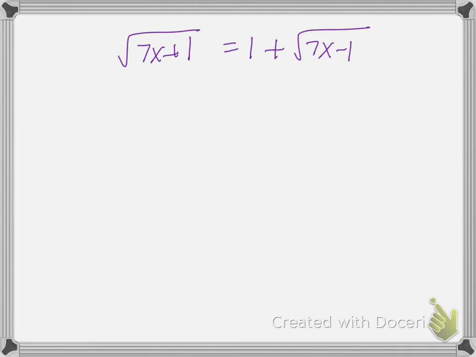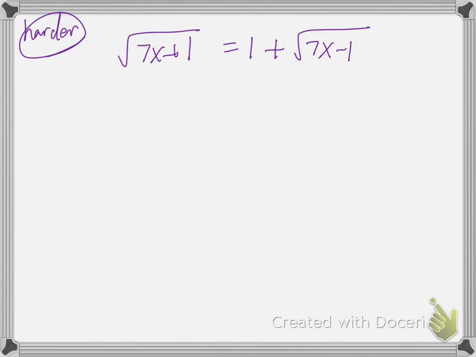Okay, so let's look at this hard question in the web work. Both sides have radicals, and we cannot isolate both of them. So this is the harder case, the harder example in the web work.